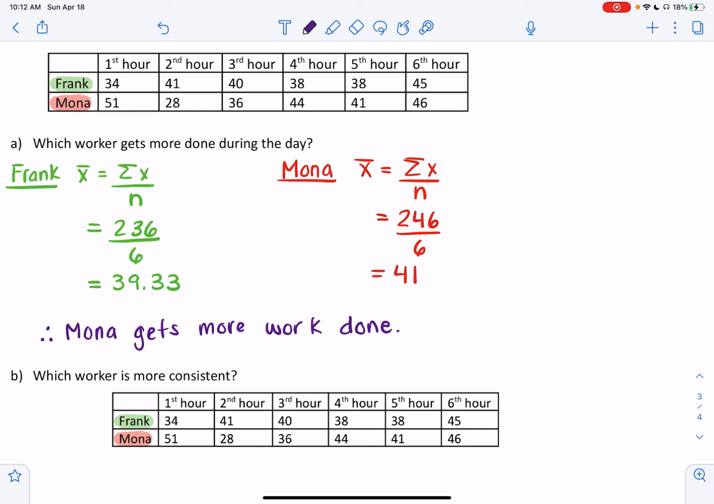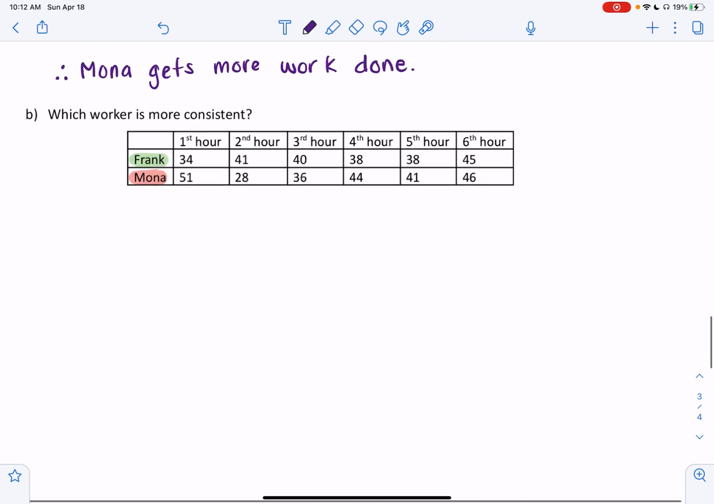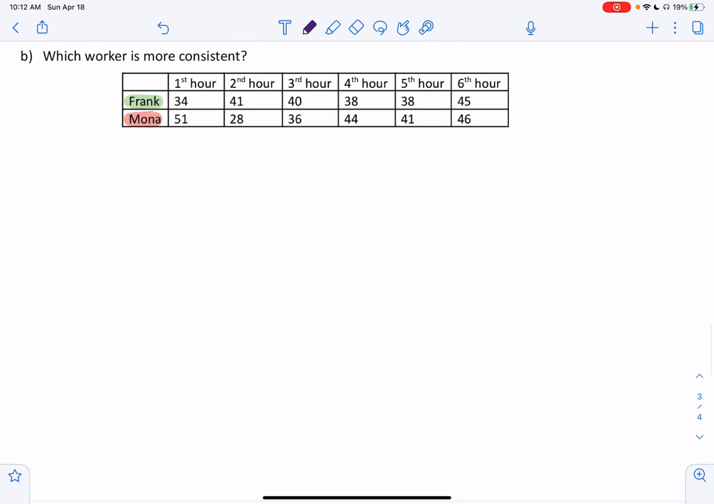Now the next question we want to consider, and this is the new part that we were working on last lesson, is which worker is more consistent? So I've just taken that chart from above and put it here just so you can see it while we're working through this. But we want to figure out which worker is more consistent. So how we do that is we use our standard deviation just to get a sense of how spread out are their data points. Does one worker consistently get a similar amount of patio stones done an hour, or does one worker have some good hours, some bad hours, but it all evens out to be a pretty good average.